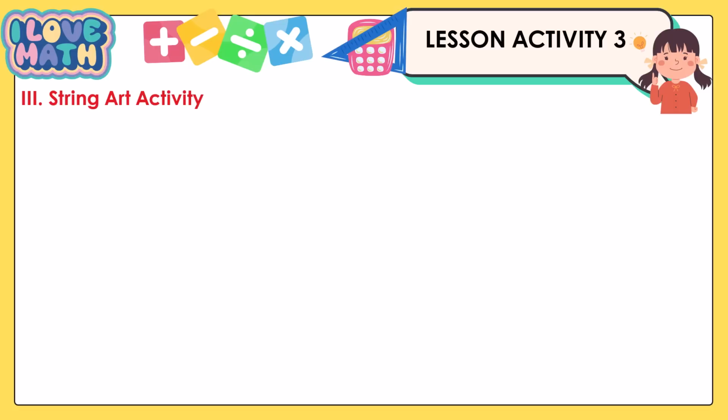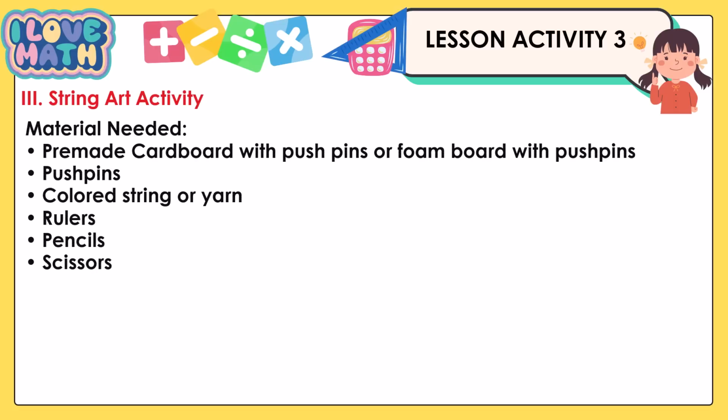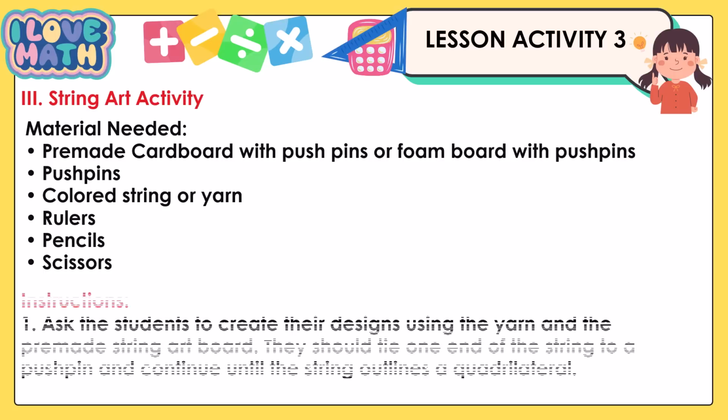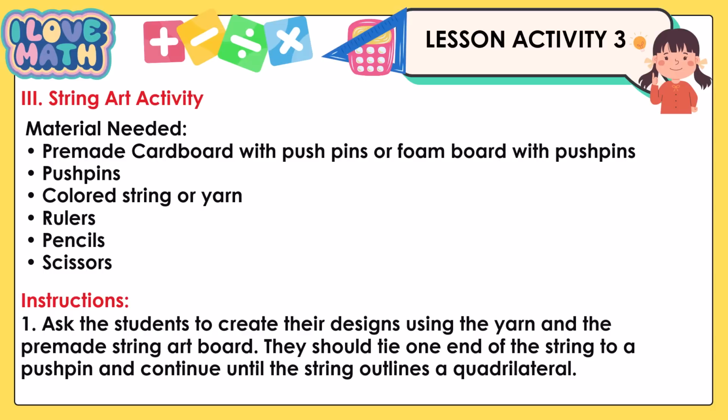Part 3, String Art Activity. Materials needed: pre-made cardboard with pushpins or foam board with pushpins, colored string or yarn, rulers, pencils, scissors. Instructions: number 1, ask the students to create their designs using the yarn and the pre-made string art board. They should tie one end of the string to a pushpin and continue until the string outlines a quadrilateral.